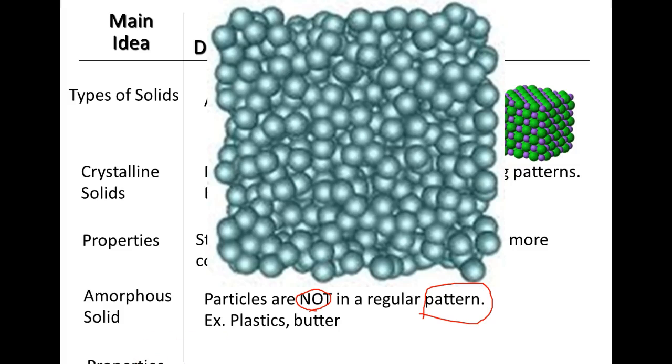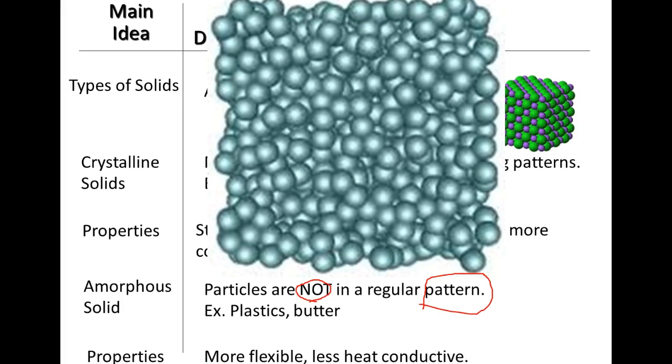Some properties of these are they are more flexible and less heat conductive, as you can see down here at the bottom. If we take a look at this diagram, we see that they're less heat conductive because if heat is trying to pass from this side over to this side, we can see that the path through the substance may not be a straight one, and therefore heat will not move as fast. And that is what conductive means. So less heat conductive, and also not as electrically conductive. They do not conduct electricity very well.